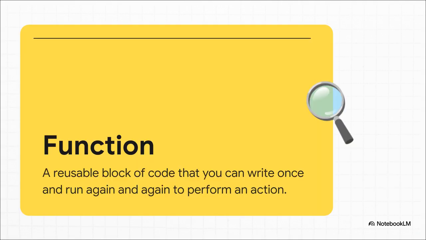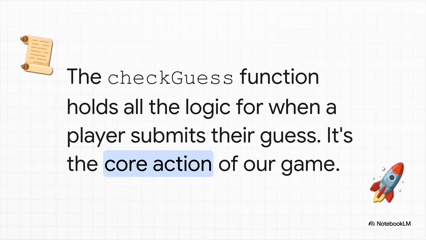Next up in our toolbox is the function. Think of a function like a recipe. You write down the instructions once, you give it a name, and then whenever you need it, you just call the recipe instead of having to write everything all out again. It's all about working smarter, not harder. In our game, the check-guess function is our main recipe. It holds all the instructions for what happens when a player submits their guess. This is the core action of our entire game, all bundled up and ready to go whenever we need it.